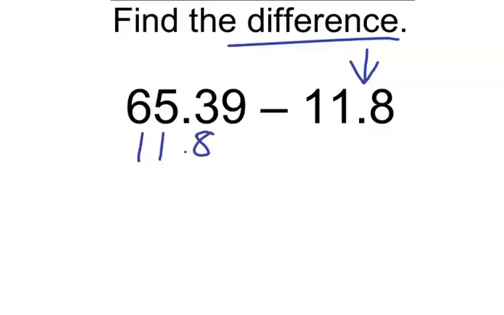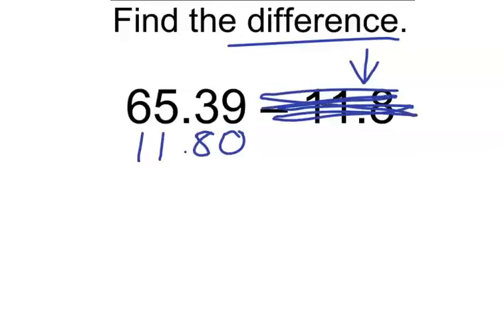11.8. We'll put a 0 here just for good measure and cross this out. So we're going to just use this side over here. All right, so we have 9 minus 0, which is 9. We can't take 8 away from 3, so we're going to have to borrow from the 5 and make that a 4. So we could put a 1 there. So if we have that, we have 13 minus 8, and 13 minus 8 is 5.